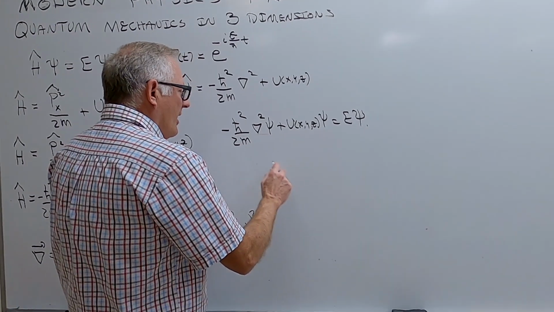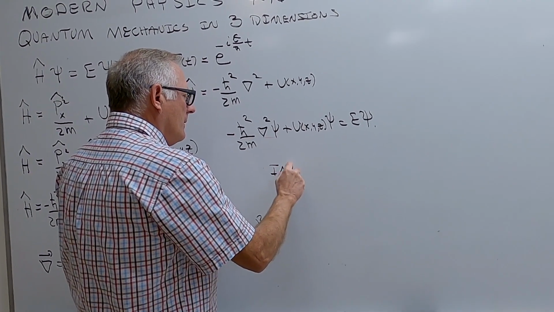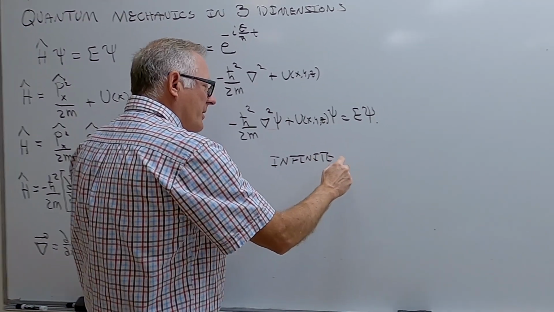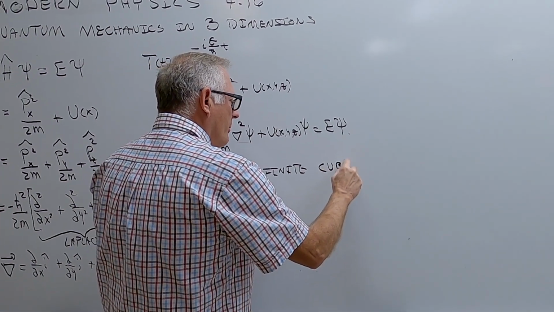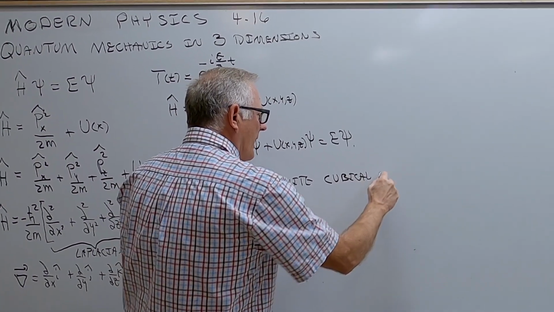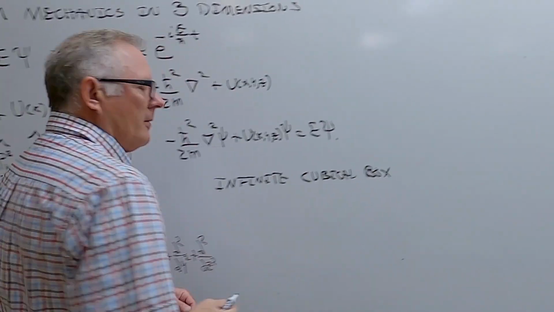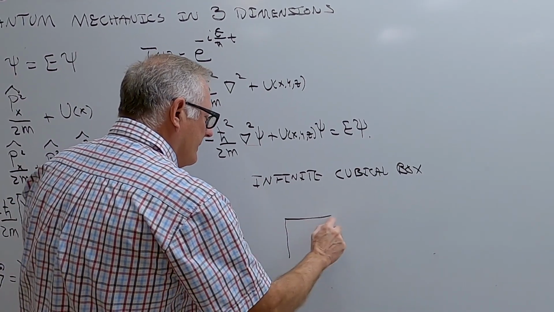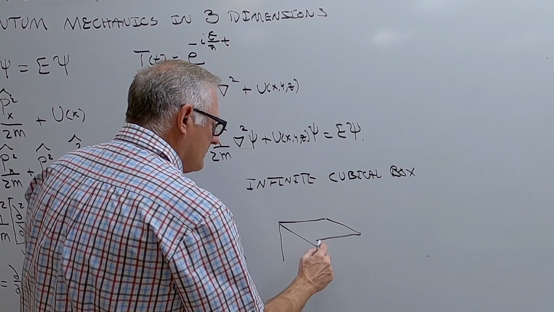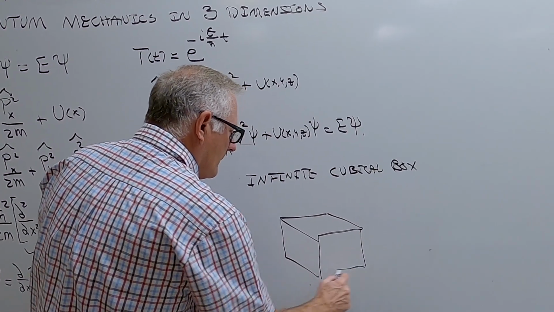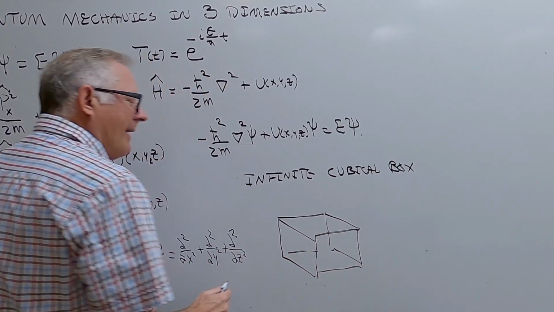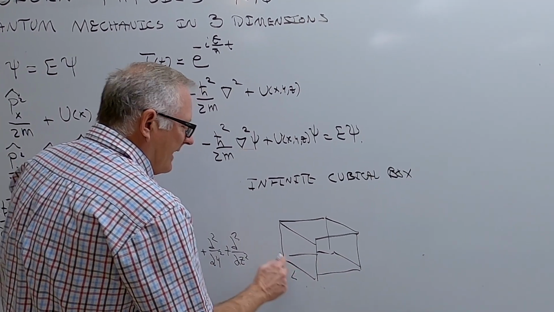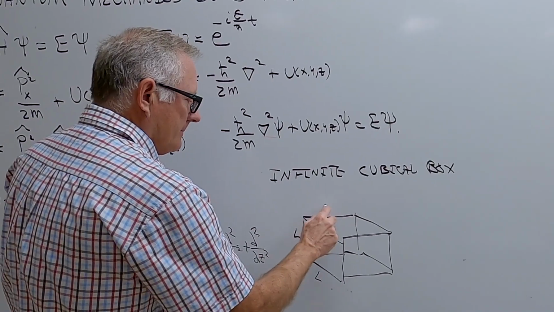So let's do it for a specific example. How about the infinite cubical box? Right here. So what is that? Well, we have some box here. And let's just make it simple. We'll say it's L by L by L.